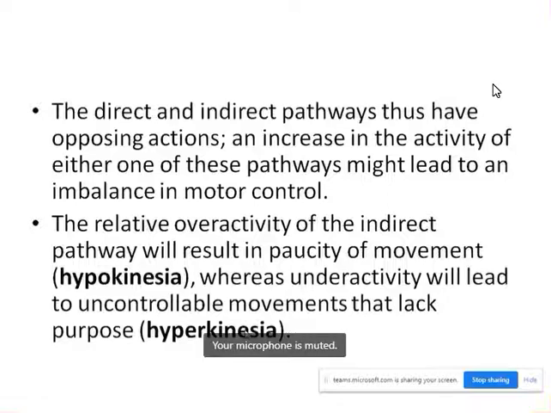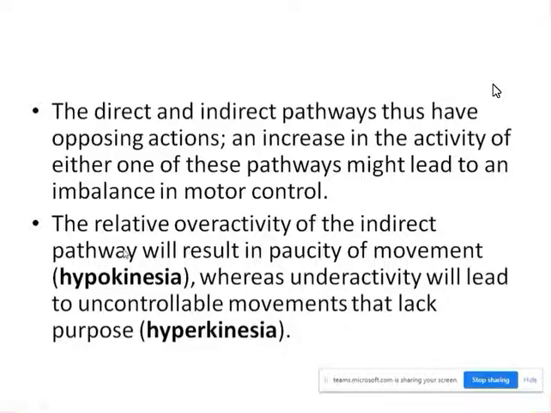So which pathway is taking the upper hand, which pathway is not, which pathway is in a pathological condition, or which component of the basal ganglia is being affected. Depending upon that, hypokinesia or hyperkinesia will occur.